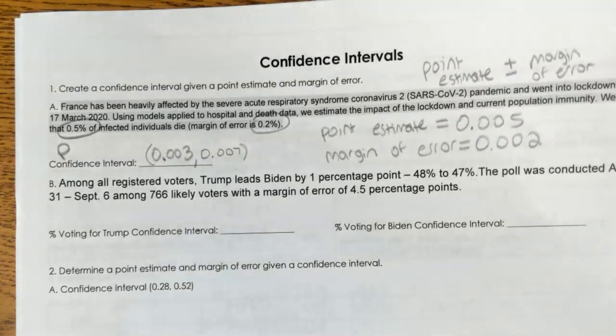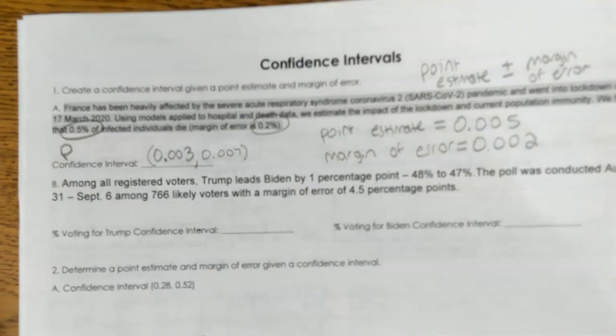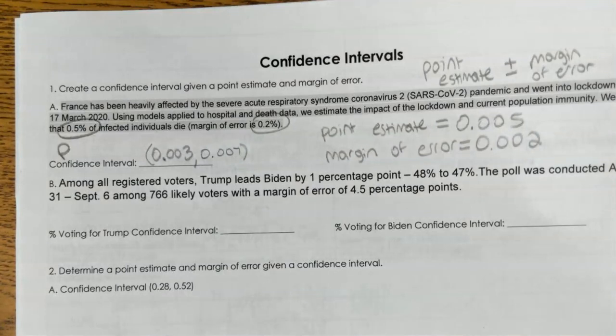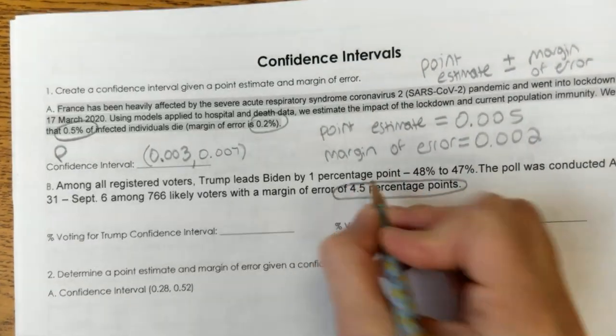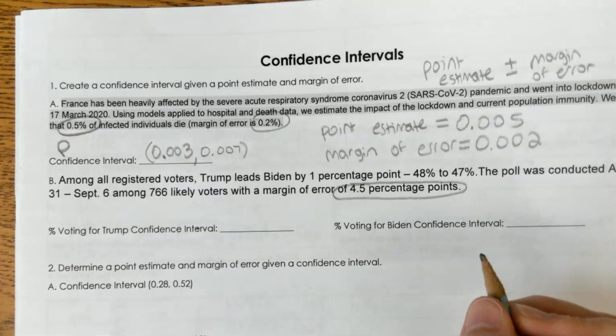All right, so here's my confidence interval, 0.003 to 0.007. All right, among all registered voters, Trump leads Biden by 1 percentage point, 48% to 47%. The poll was conducted August 31st through September 6th among 766 likely voters with a margin of error of 4.5 percentage points. All right, so let's say 4.5 percentage points is my margin of error.